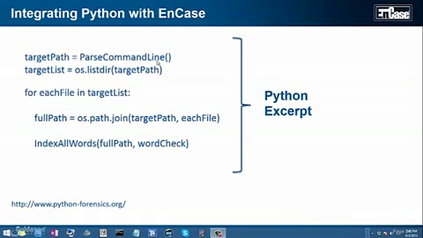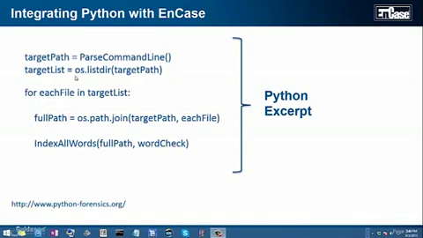So I use the same method as before, using a function called parse command line. In this case, instead of getting back a file, I'm going to get back a target path. This is going to be the path where those files are stored. And now I have to extract the names of those individual files and then process them.